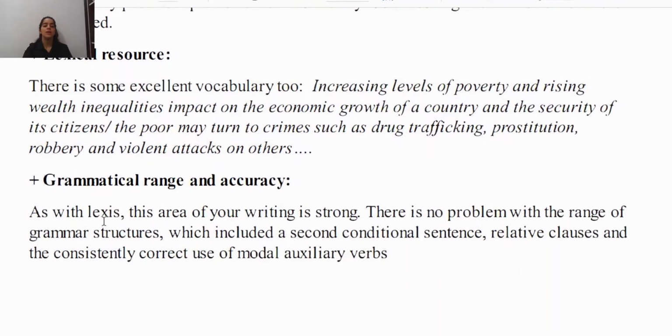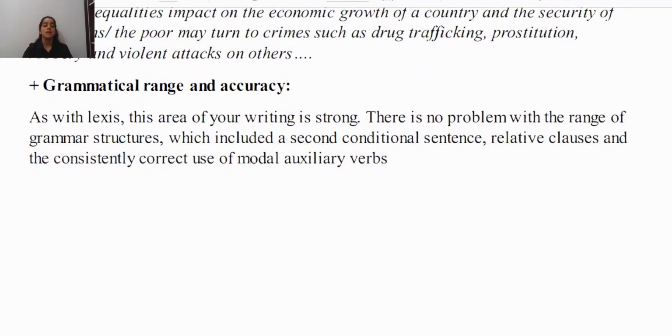And the last item that has to be discussed is grammatical range and accuracy. As with lexis, this area of your writing is strong. There is no problem with the range of grammar structures. We have seen a wide variety of grammatical points, which included a second conditional sentence, relative clauses, and a consistently correct use of modal auxiliary verbs, something like will, can, these things.